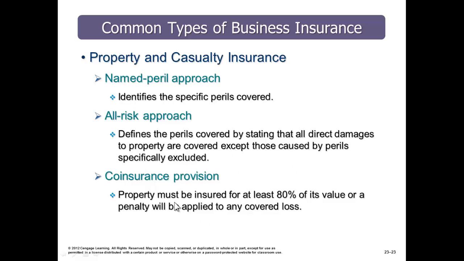Co-insurance provision says I'm going to pay to insure part of the losses that could occur, and then I will cover the other part of the losses. So typically the requirement here is that property must be insured for at least 80% of its value, or a penalty will be applied to any covered loss. And we're going to look at an example of this here in just a second.